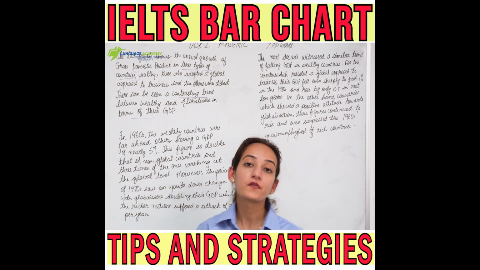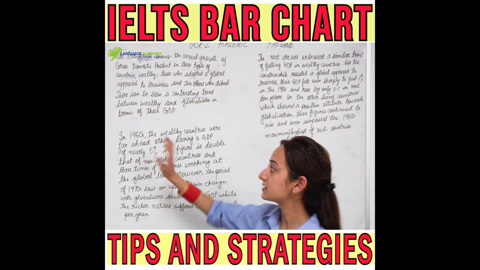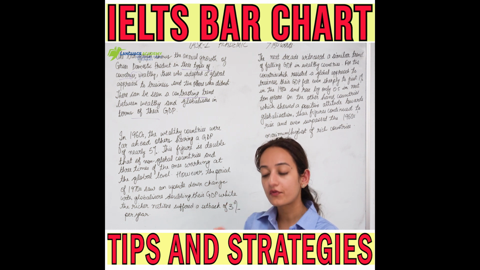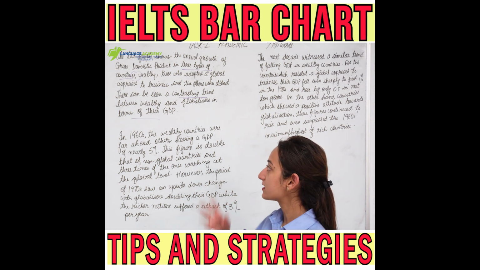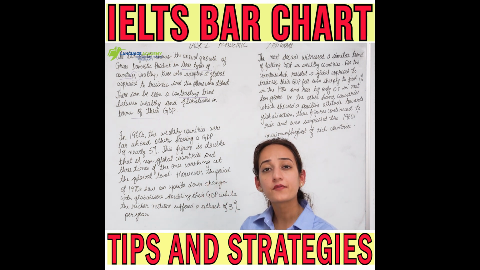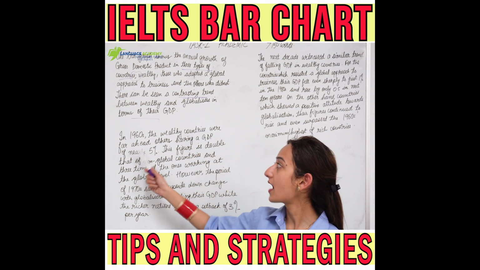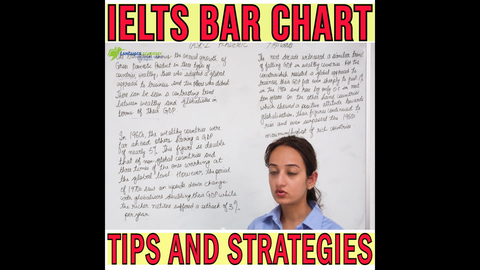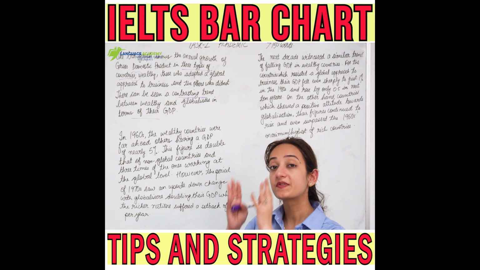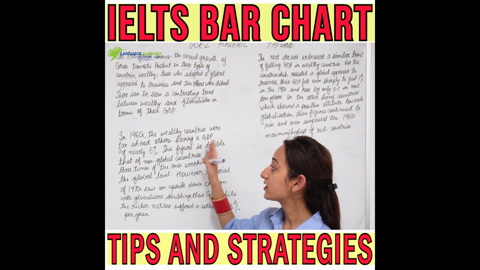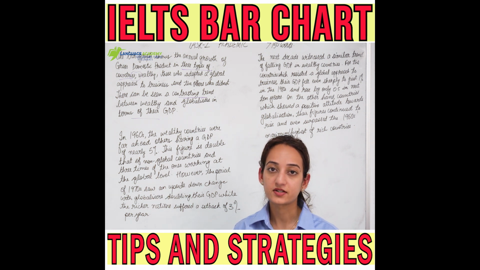So I started my first sentence with years, in 1960s. Now you can just focus on 1960s and see what information is there for 1960s. You can see the wealthy countries were far ahead of others. So the bar graph of wealthy countries is far above others, having a GDP of nearly 5%.